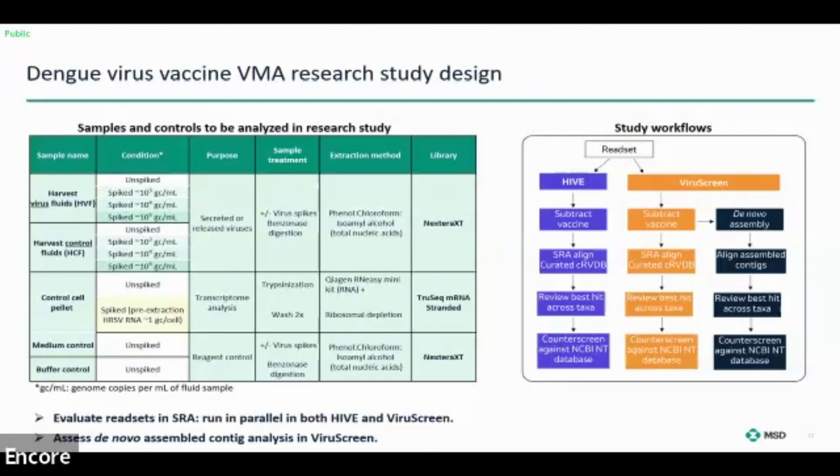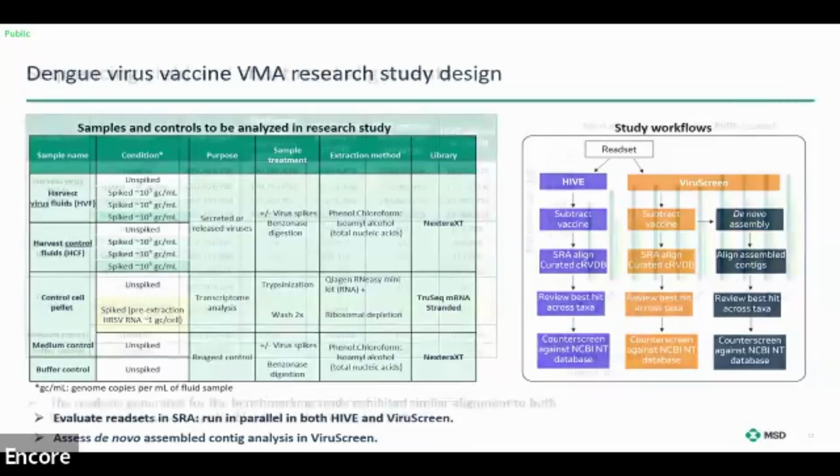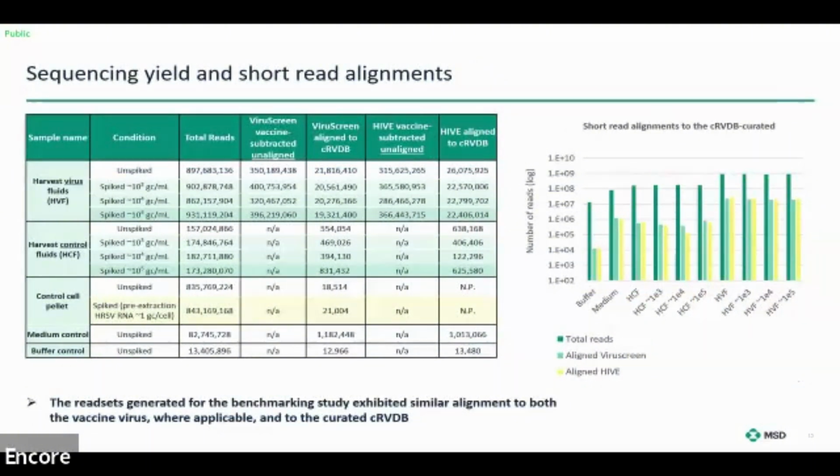So here you see how we've extracted it, the kind of library we used, and then the different workflows with HIVE or VirusScreen, subtracting the vaccine, aligning to the database, reviewing the hits, or after we subtract the vaccine, going into de novo assembly, and then going through that pipeline. What we're able to appreciate from this is that across both VirusScreen and HIVE, we're able to get around the same number of vaccine subtracted reads, and then the same number of reads aligning to the database.